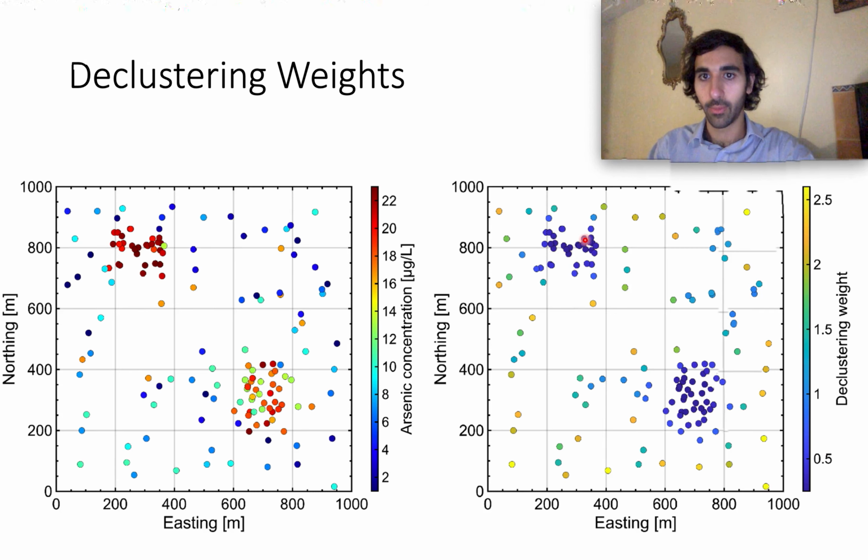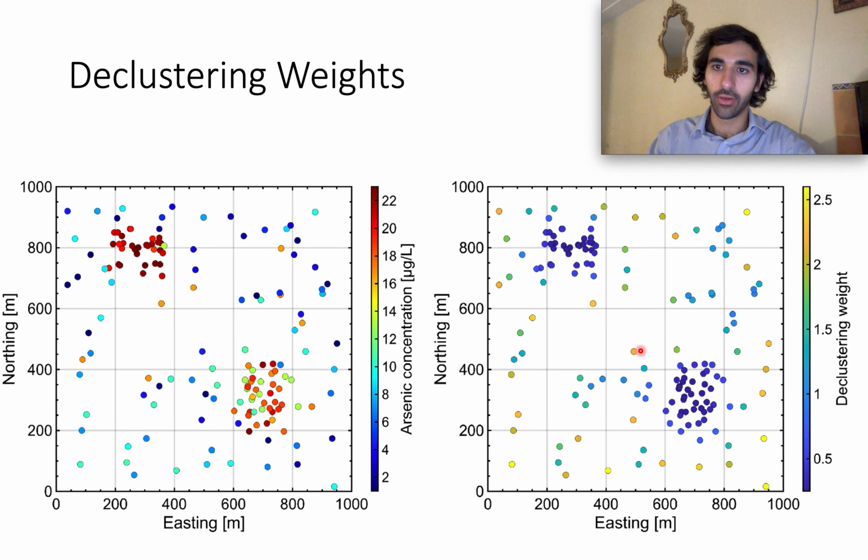And the samples that are in the outskirts or representing larger areas, like these in the corners, they all receive higher declustering weights because they represent a larger area of our entire site. So very intuitive, makes good sense, makes perfect sense, basically, what we're seeing.